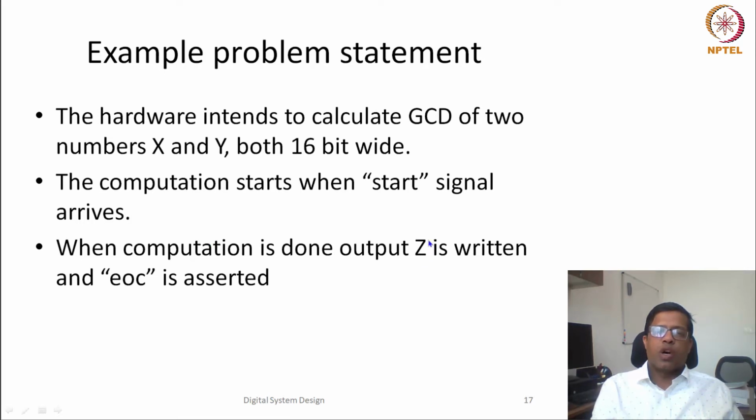So the output is Z, it's not high impedance, but the output is Z, and it would be read only when EOC is done. So if an external circuit checks that the EOC signal is there, only then it will read the value of Z. I am saying again, Z is not high impedance, but it's the name of the output variable.